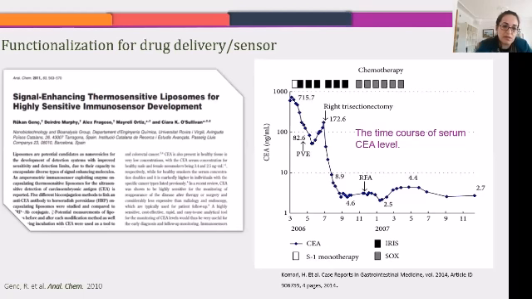Immunosensor means that you are using immuno tools for development of the sensor. What are those? Antibodies, anticorps, for sensing the analytes. In this article, we were trying to develop an immunosensor for carcinoembryonic antigen. What is carcinoembryonic antigen? It is a probe for post-op follow-up in cancer therapy.